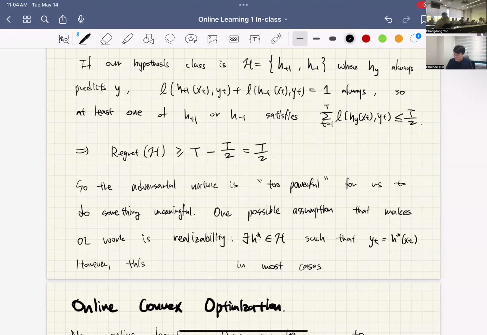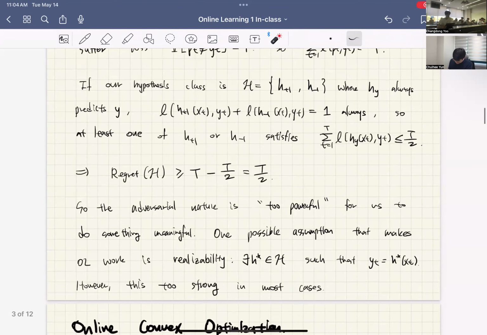But as you can see, this assumption of realizability is perhaps too strong in most cases. Okay? So in the coming pages, maybe in 20 or 30 minutes, I'm going to talk about another way to bypass this impossibility result by making a different assumption, which is much weaker on the adversarial nature. Okay.